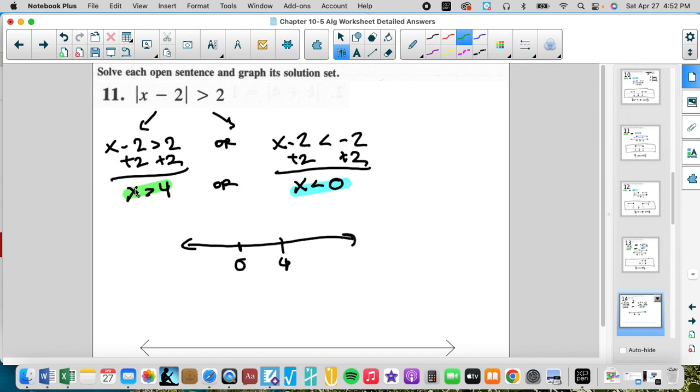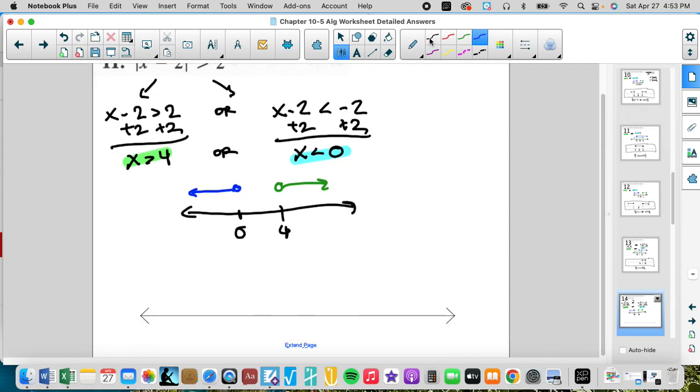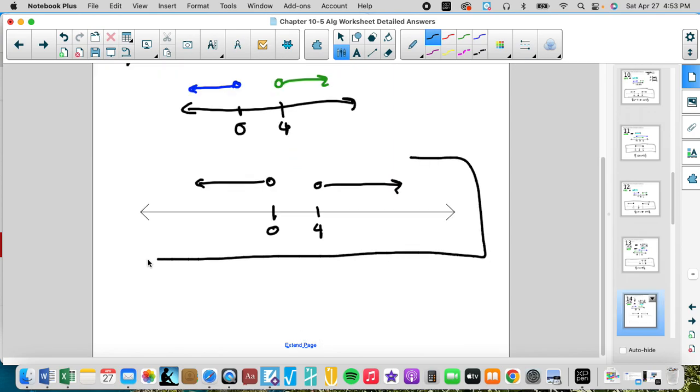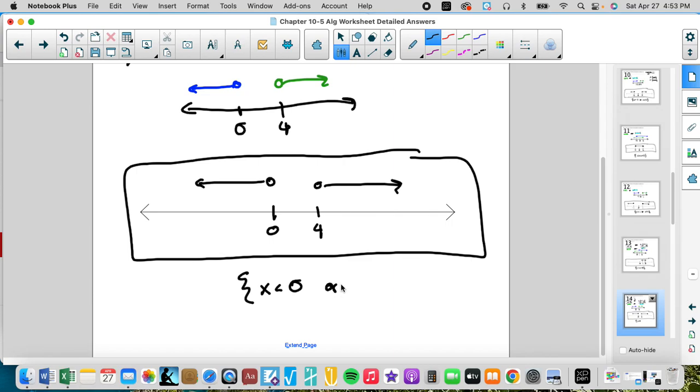So we're going to graph this. X is greater than 4, so that's an open circle. And then x is less than 0, that's an open circle. And or, so it's going to be a union of the two solutions. So that union looks like this. And this is the solution. And then we write x is less than 0 or x is greater than 4.